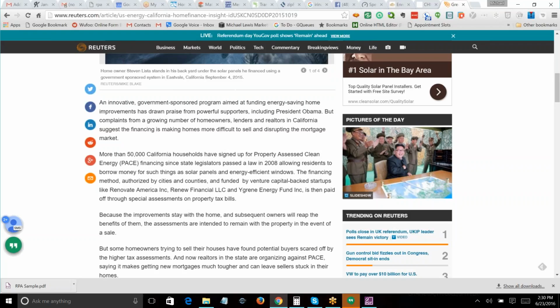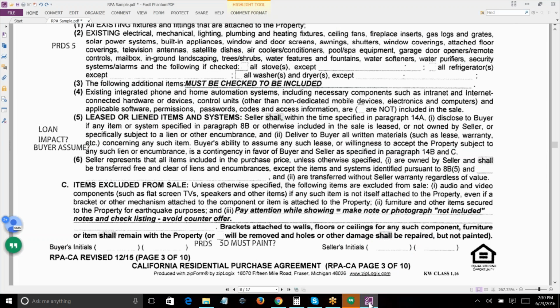So I go to sometimes the Morgan Hill meeting for the realtors, and we've had people come and speak about the difficulty of selling a house that has a PACE loan on it, and why a lot of lenders will not make loans if there is a PACE loan. Isn't that interesting?